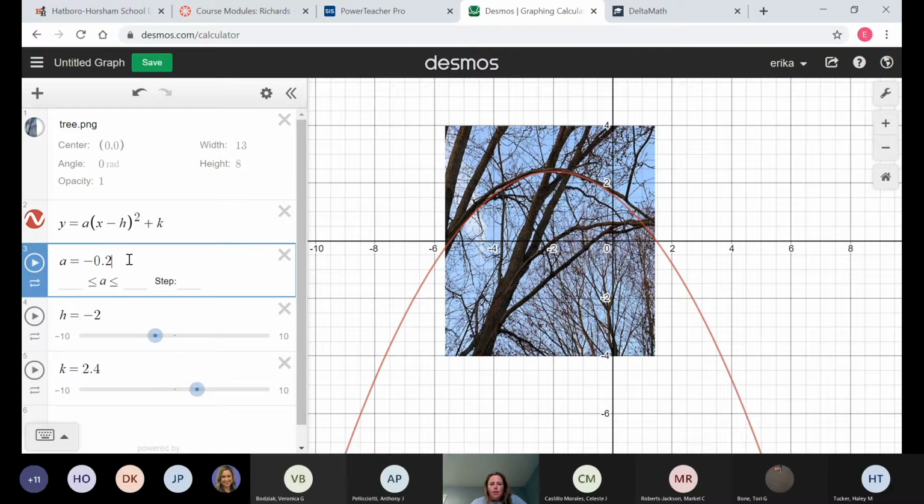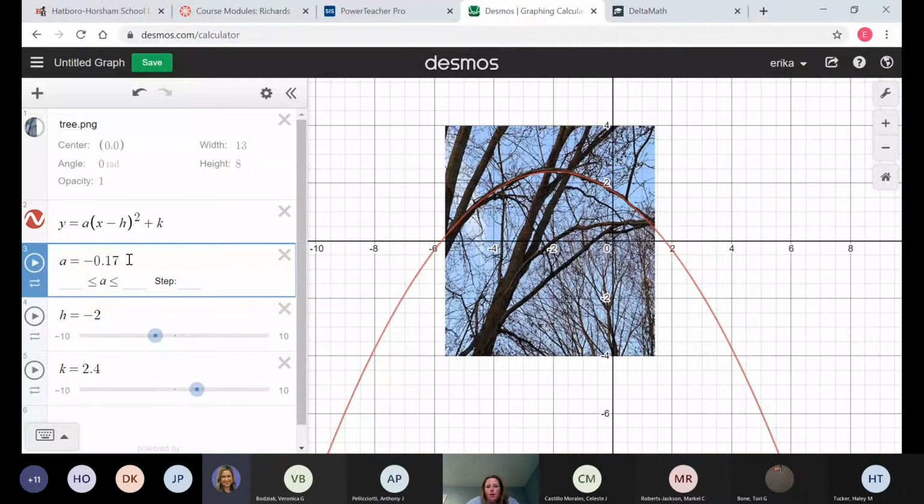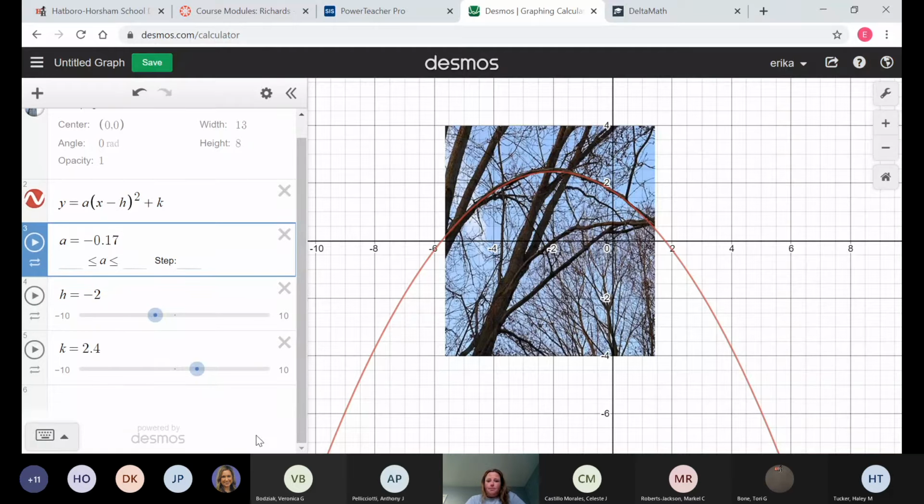Not too shabby. 0.23, no, going the other way. 0.19, 18, 17. Wow, look at that. That is right on my tree branch, right? Well done. Nailed it. I nailed it. I like it. Perfect. Okay, so you can adjust your numbers.